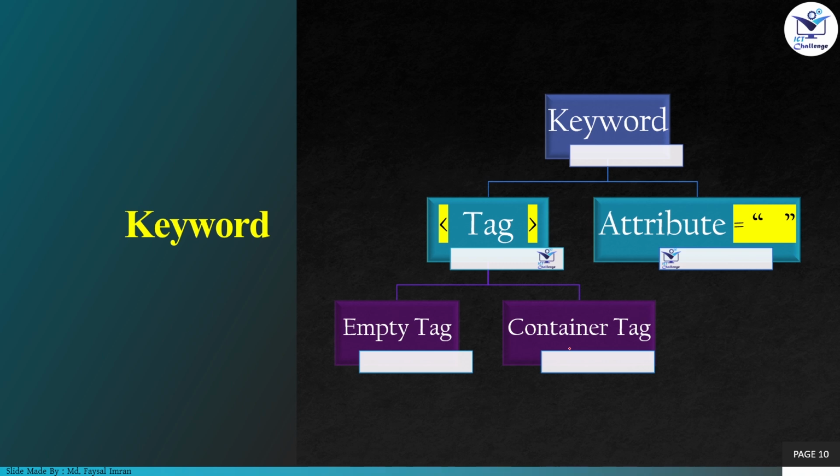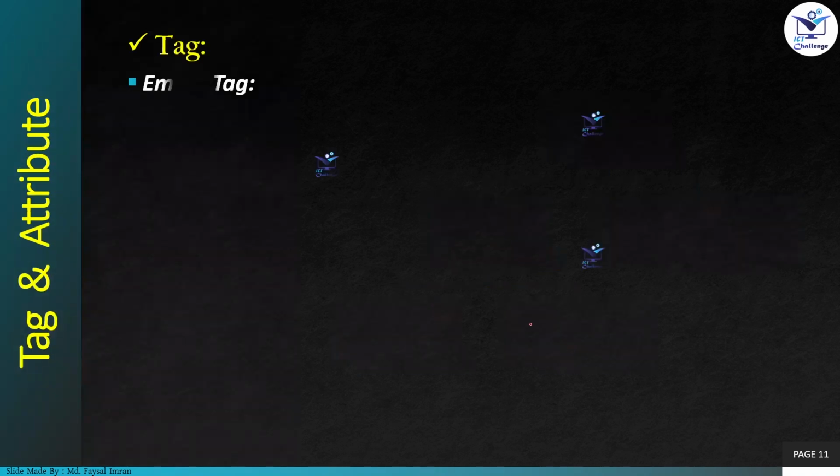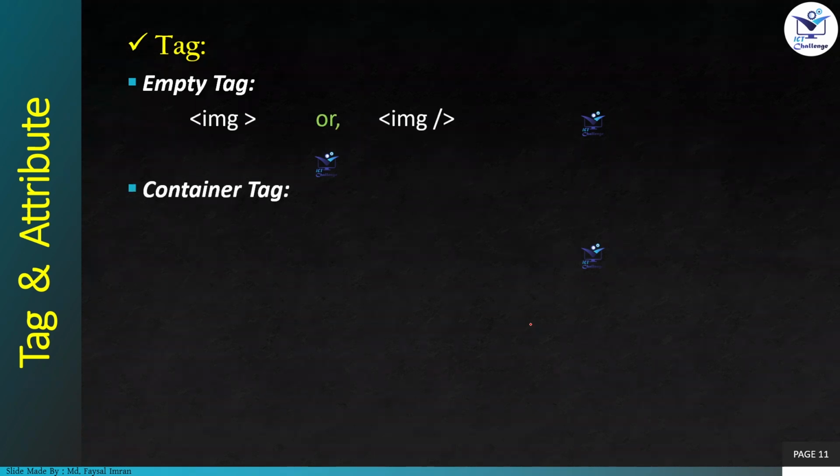We have an example here, tag and attribute. So empty tag at first we have to know, then we must know about the container tag. So here this is the first example of an empty tag. Img is our empty tag. Img indicates image, the full form of img. This is a short format of image, and in HTML in most cases you have to write the smallest keyword for your command. Okay, so here img is your empty tag, and you can write this empty tag in this way.